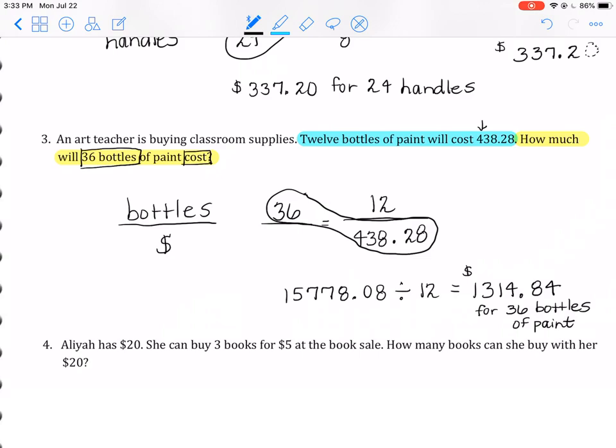If you broke that down to the unit rate, the 438.28 divided by 12, that's like $36.50 a bottle. So maybe that is right. I don't know. I'm not an artist, but that just seems very expensive to me. So anyway, they don't want me to explain it. They just want me to work it. So, all right, number 4.